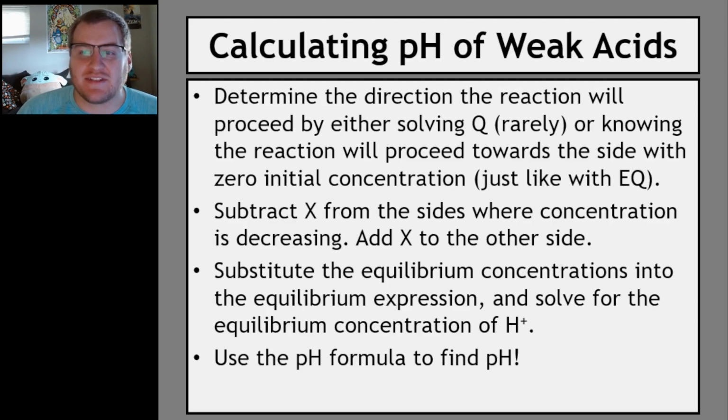You're going to subtract X from the sides where the concentration is decreasing, add X to the other side, substitute the equilibrium concentrations into the equilibrium expression, Ka, and solve for the equilibrium concentration of H+. That's all exactly like last unit. You set up the ICE table, do the exact same math. The only thing that's a little bit different is now we can solve for pH afterwards. We're going to find the H+ concentration, use that to solve for pH.